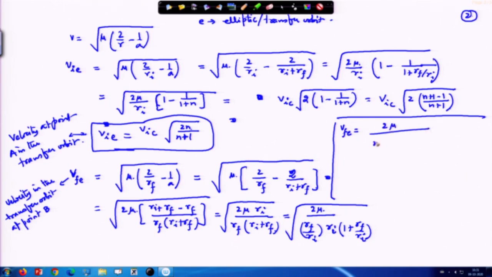2 mu by n times r I times 1 plus n under root, and mu by r I is nothing but our VIC. Okay. So, we are left with then 2 divided by n times n plus 1 under root. This is your VFE. So, now we know the velocity in both the places.